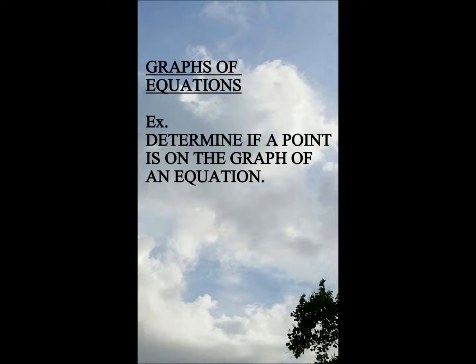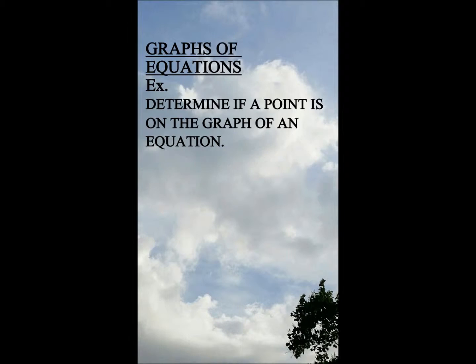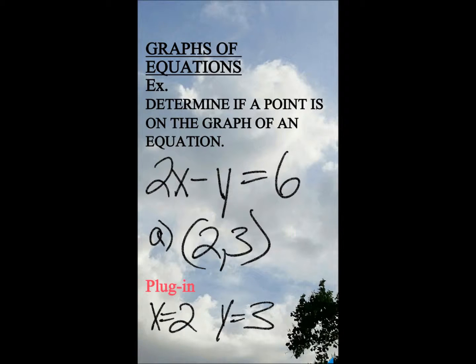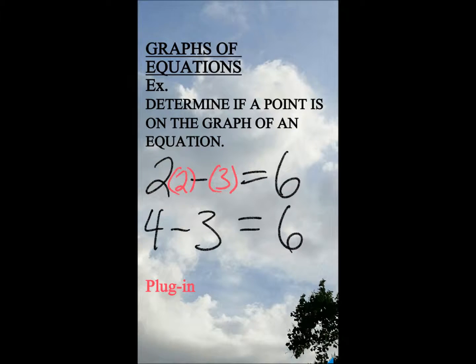Now we'll determine if a point is on the graph of an equation. We'll use 2x minus y equals 6 with two points, A and B: (2, 3) and (2, negative 2). We'll plug in the first one, x equals 2, y equals 3. 2 times 2 minus 3 equals 6. We simplify, getting 4 minus 3 equals 6. Now we'll determine if both sides of this equation are true. 1 does not equal 6. This is not a true statement for part A.